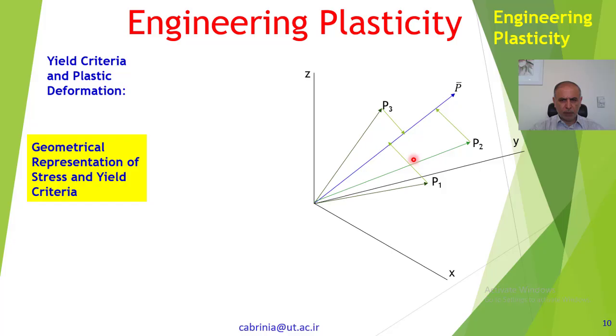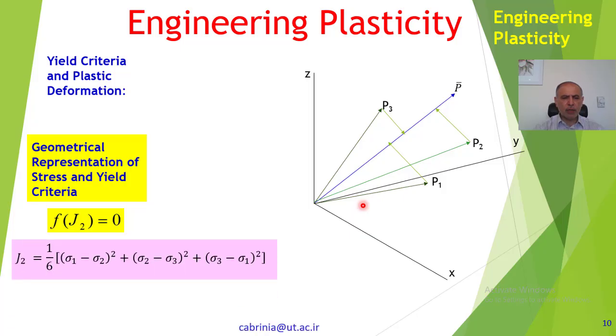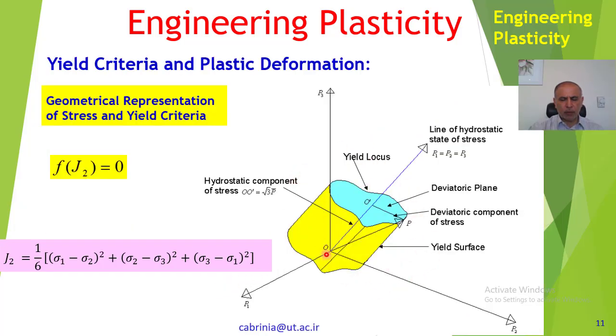We know from the previous slides that the function f(J2) equal to 0 gives us the yield point. But graphically, how do we draw that? So that's the function that we had previously, f(J2) equal to 0, and J2 we obtained from previous results is equal to this function. Here we have tried to show how the material yields graphically.